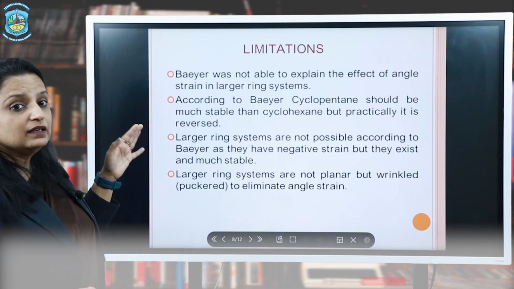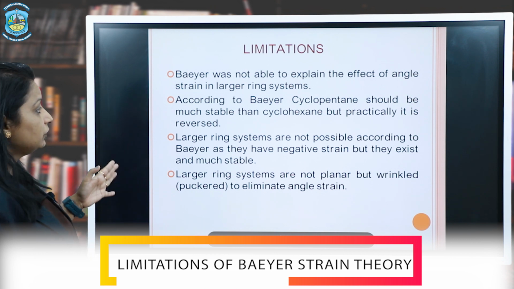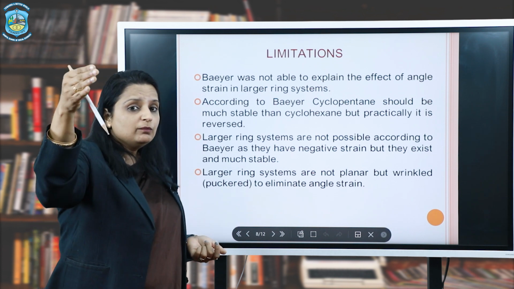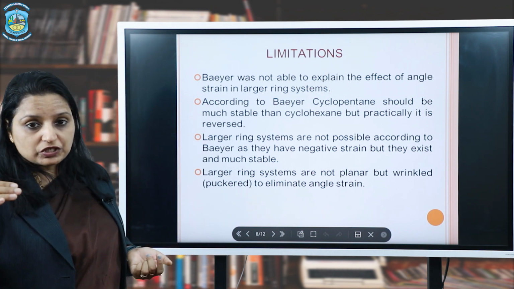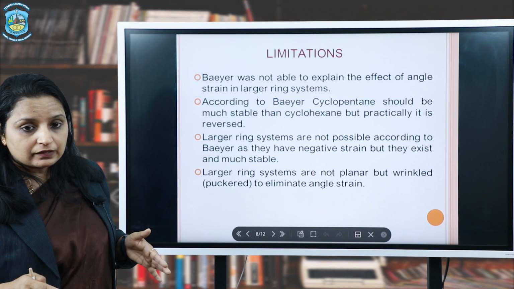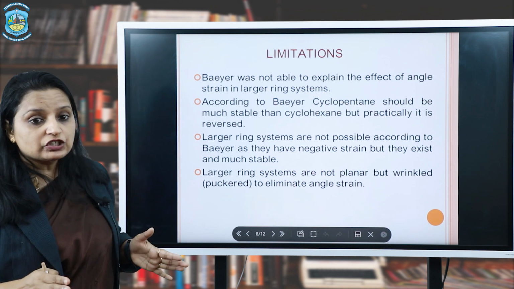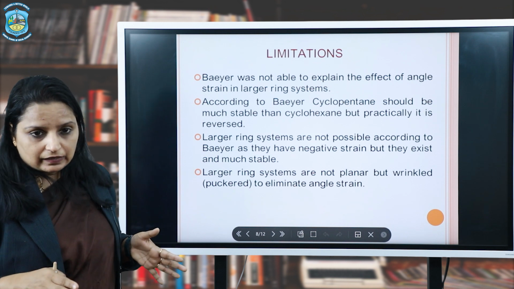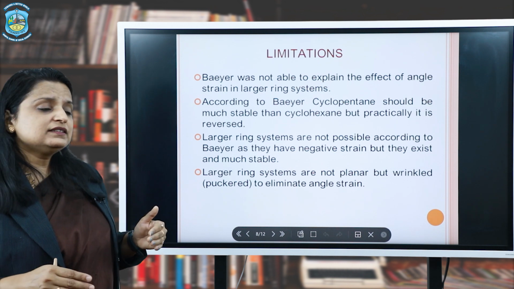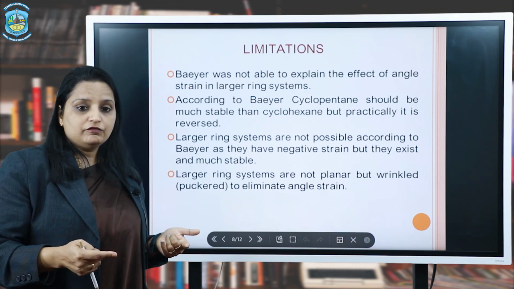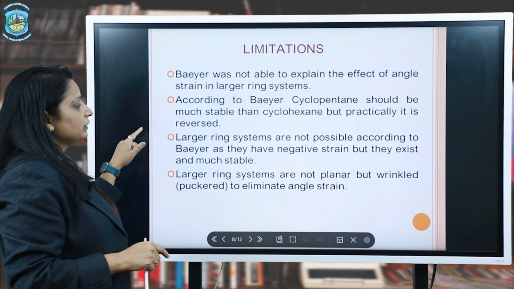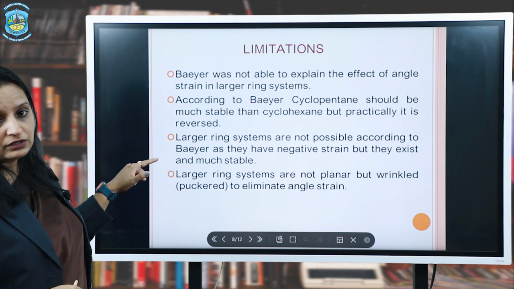But there are certain limitations of Baeyer strain theory, because as you have seen in the table, when we are moving from cyclopropane, then to cyclobutane, then to cyclopentane, there was a decrease in the angle strain. Okay, and that means there was deviation from the ideal angle, and the higher the strain, the higher the instability, or you can say there is increased reactivity, which leads to increased heat of combustion. But Baeyer strain theory had certain limitations.